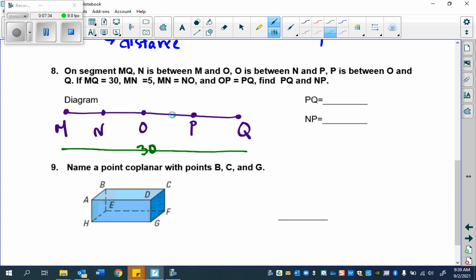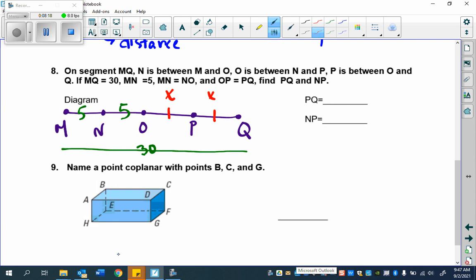The distance from M to N is 5. The distance from MN to MO is also going to be equal. All right, so we have MN is 5. And then the distance from M to N is the same as the distance from N to O. So if MN and NO have the same length, that means that they are both worth 5. If the distance from O to P is the same as the distance from P to Q, I know that they are the same, but I don't know what they are.